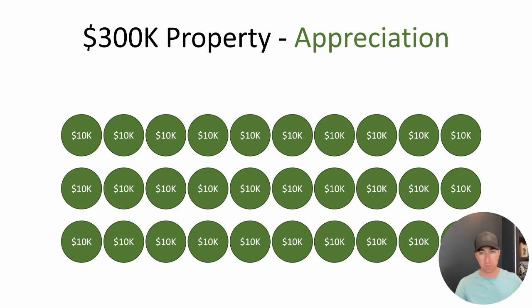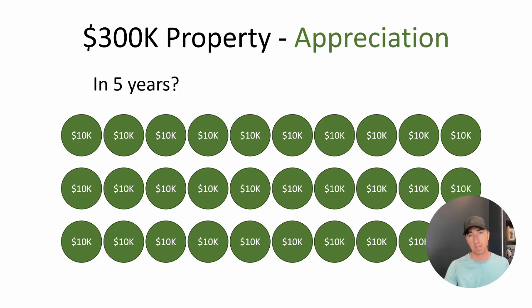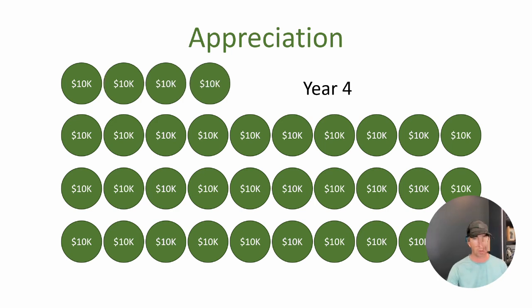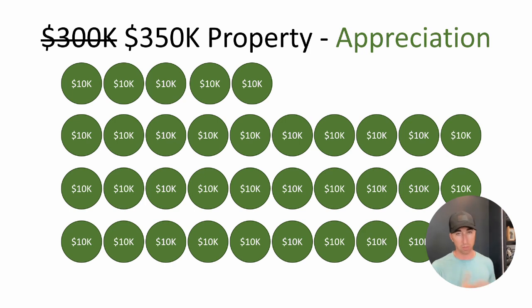So a $300,000 property, here's $300,000. When we're talking about the appreciation side, or the sale price side, what does that look like over 5 years? In year one, if we appreciate 3 to 4% on average, you're looking at roughly $10,000 a year at this purchase price. So here we are, year one, we're adding $10,000. Year two, year three, year four, year five. And here we go. That $300,000 property is now worth $350,000. Voila, appreciation. Everyone generally understands how that works.